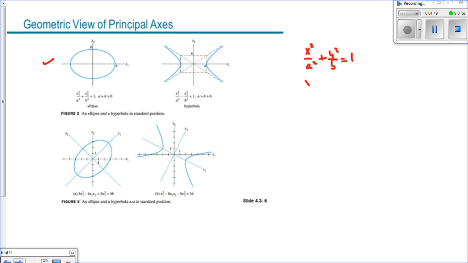A hyperbola was one that you could write in the form x squared over a squared minus y squared over b squared equal to 1. So the main difference was the opposite signs of the squared terms. And here's our standard form for our hyperbola.